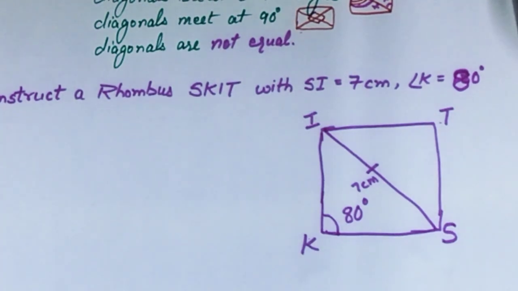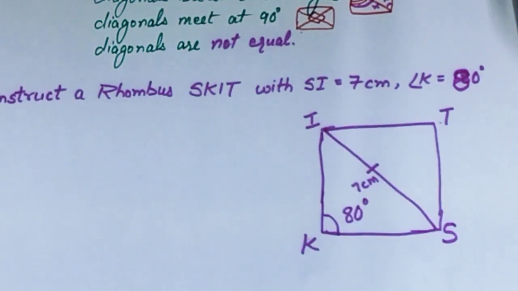This is not 7. Now, you know, for constructing a quadrilateral, we need 5 measures, not 2. So what are we going to do? We are going to switch into pencil, and we are going to fill up the rest of the measures by using the properties of a rhombus.